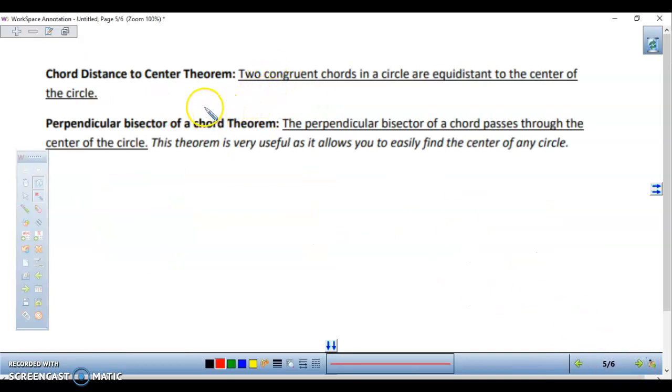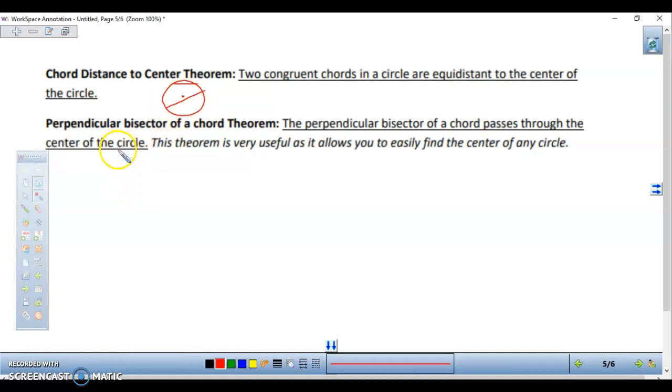The chord distance to a center theorem. Two congruent chords in a circle are equidistant to the center of the circle. And I'll show you an example of that in just a second. But if chords are the same length, they've got to be the same distance away from the center. And the closer a chord is to the center of a circle, the longer it is. Right? So here's the center. I got a chord that's very far away, and I got one that's really close. The closer chord to the center would be longer.